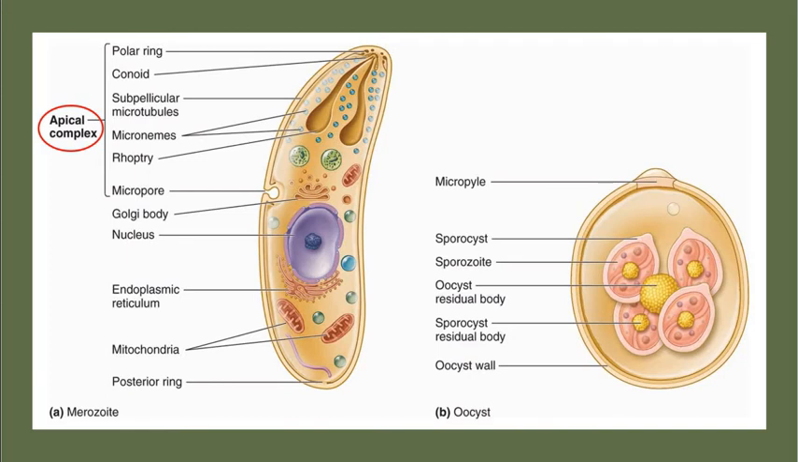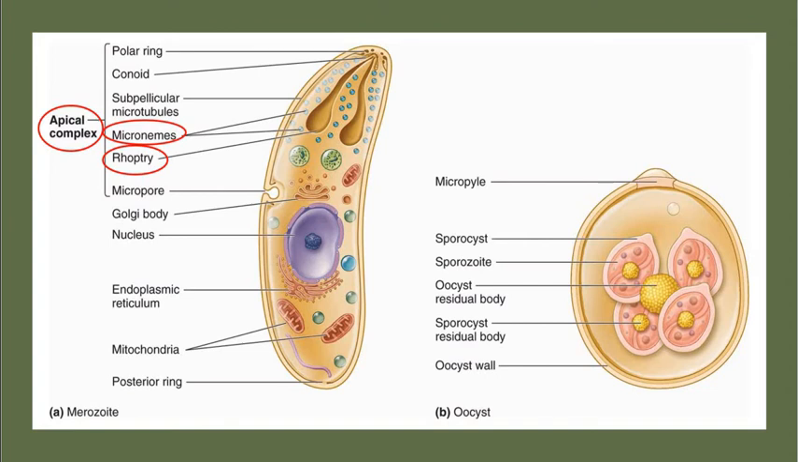So the structures of the pointy end, the apical complex, are where it gets its name and what causes it to have the types of functions that it does. The two things that we're especially going to look at are the micronemes and the roptery. The micronemes and the roptery both produce proteins and enzymes, and they are what's actually responsible for the gliding motion of these organisms.